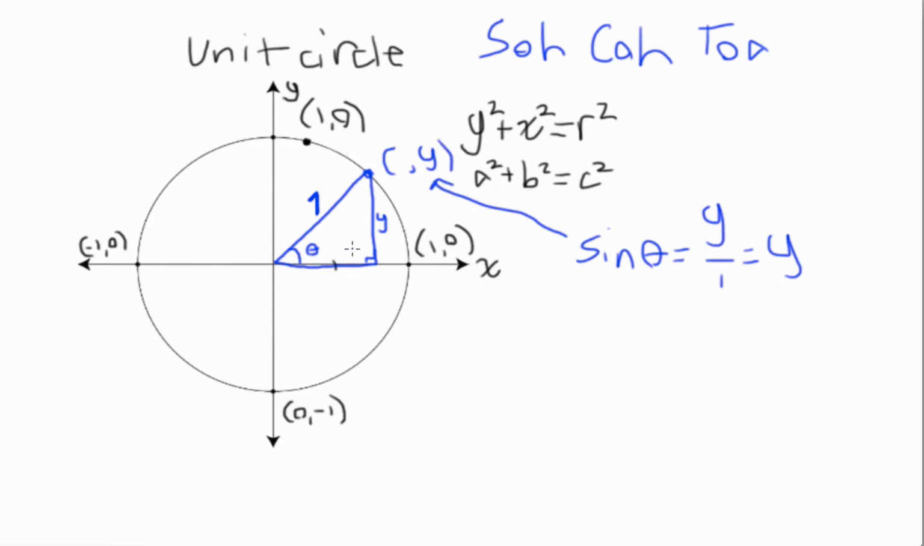Alright, what's our cosine? Well, that's the adjacent side over the hypotenuse. That's x over 1. Alright. So the cosine of theta is equal to x over 1. Just equal to x. So that's the same as this.